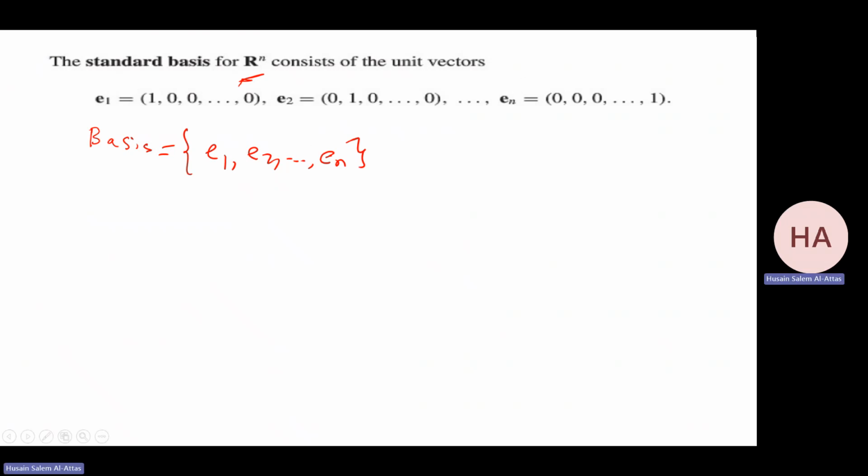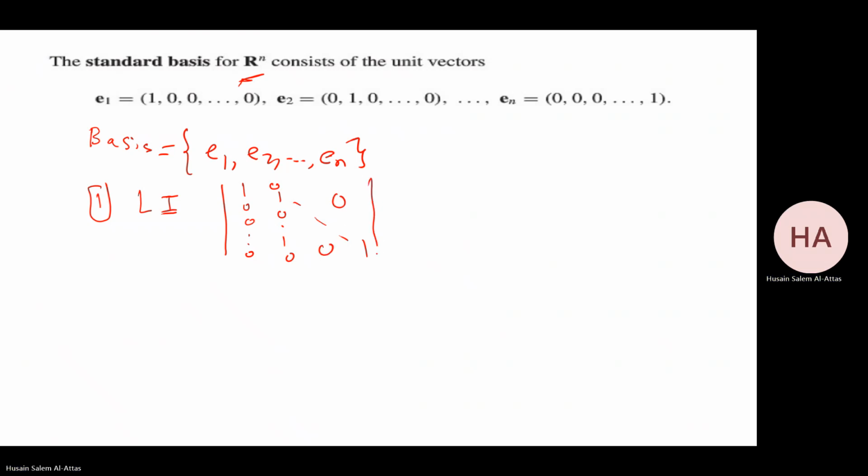Okay, why is this true? Let me check the conditions. It's easy to check. One, linear independence. Why are they linearly independent? Because if I find the determinant of these n vectors, this is 1, this is 0, this is 0, so for sure the determinant is equal to 1. It is not equal to 0. So E1 up to En are linearly independent.